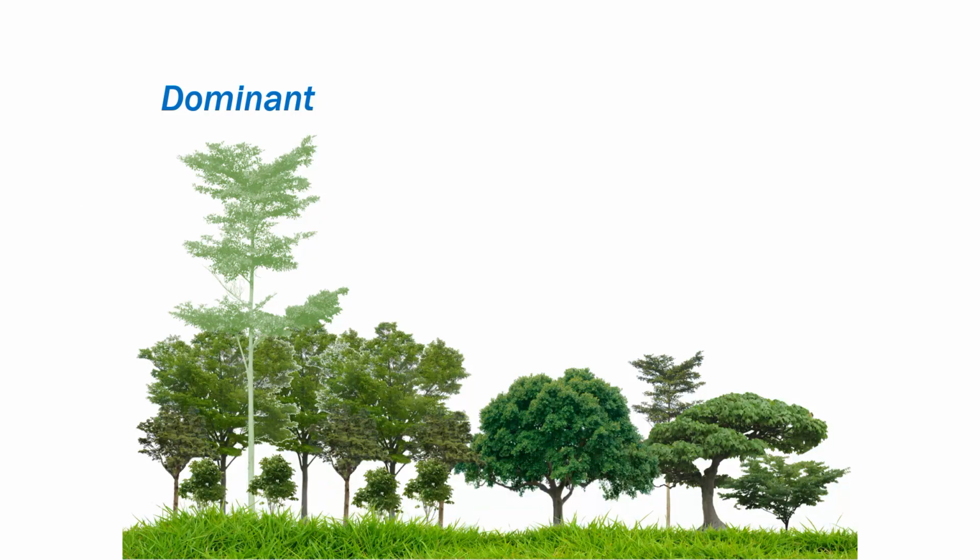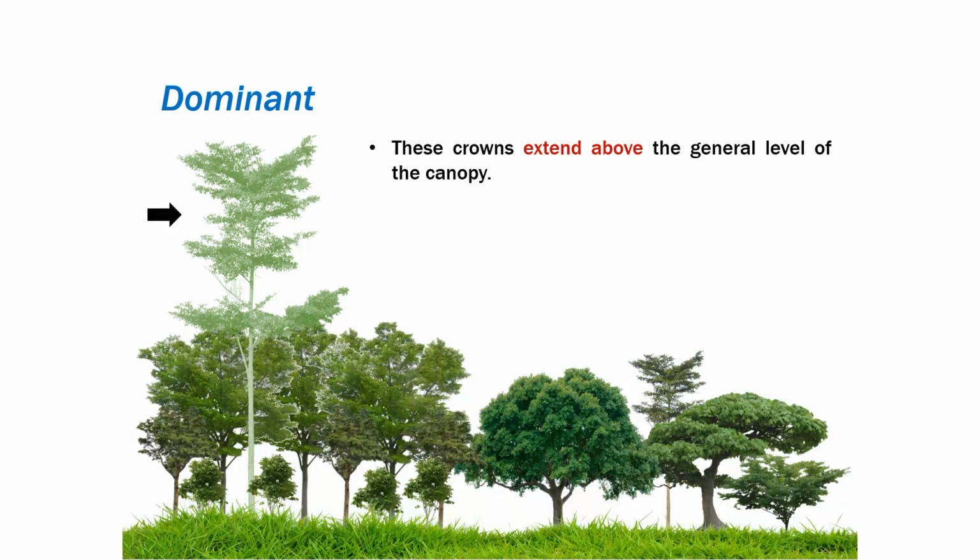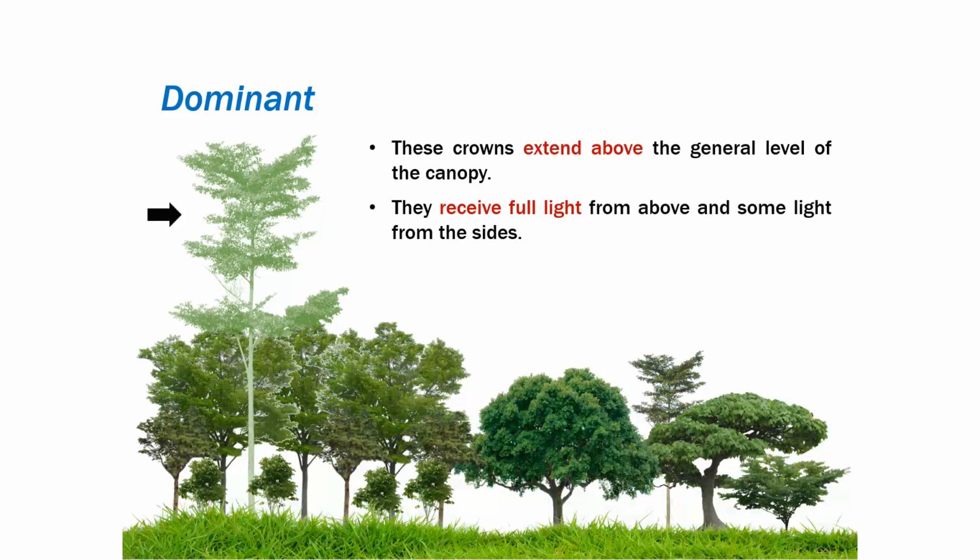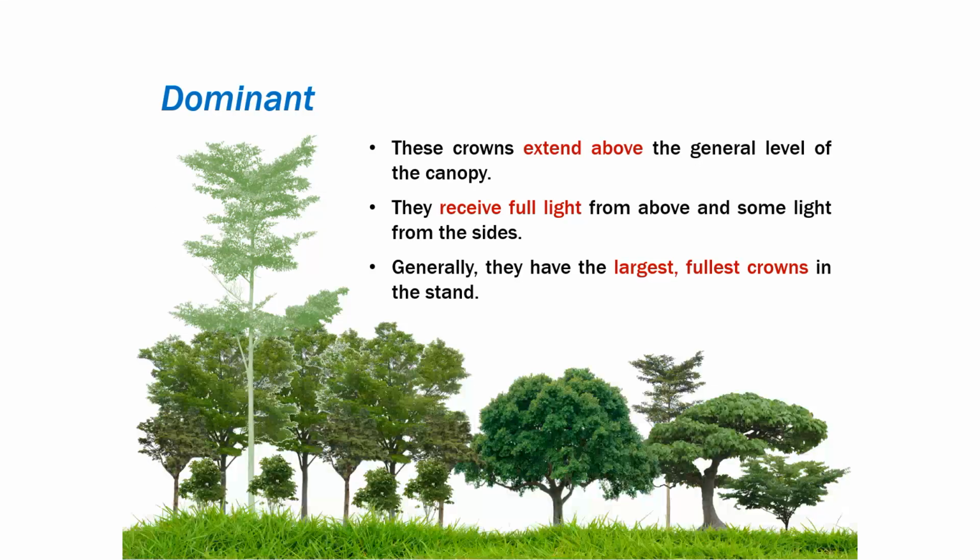So take a look at the first layer, the dominant layer. These crowns extend above the general level of the canopy. They receive full light from above and some light from the sides. Generally, they have the largest, fullest crowns in the stand.